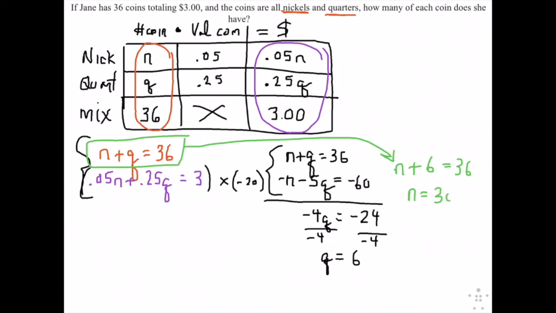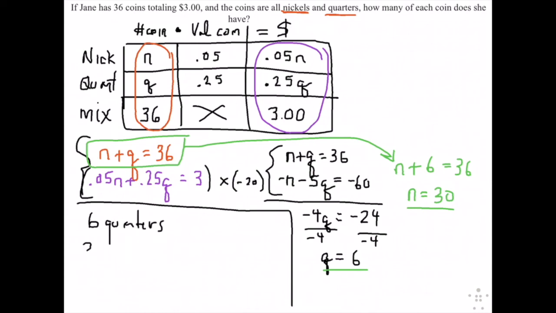N equals 30. So the answer to this question, I would write 6 quarters and 30 nickels. If I think about this, does she have 36 coins? Yes, 30 and 6 is 36. Does it equal $3? Well, 30 nickels is $1.50, and 6 quarters is $1.50. So in total, we have $3. So this would be my answer.